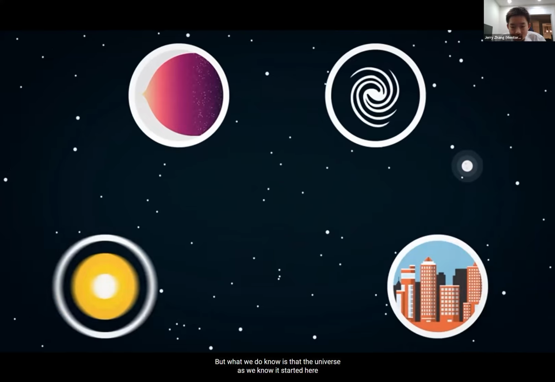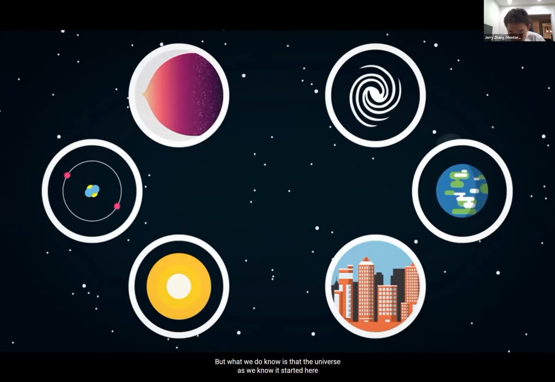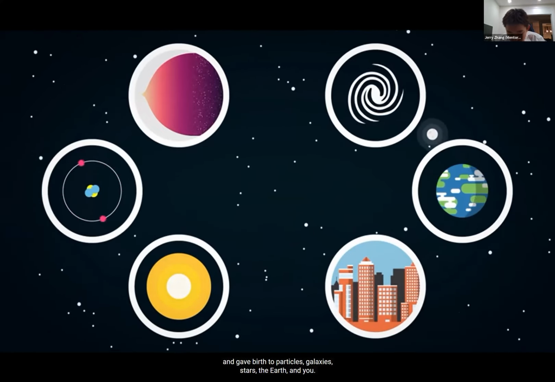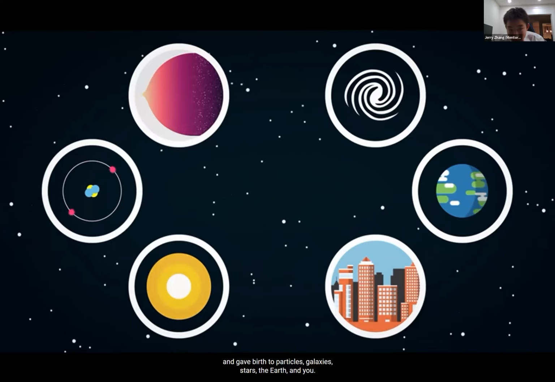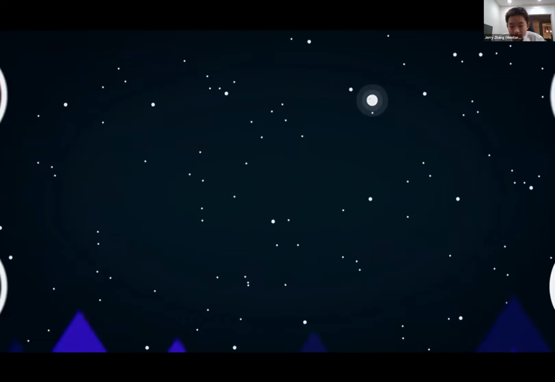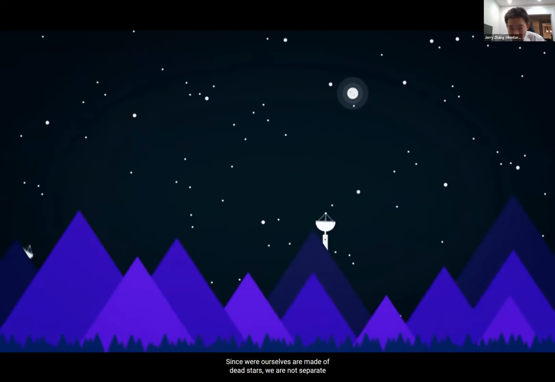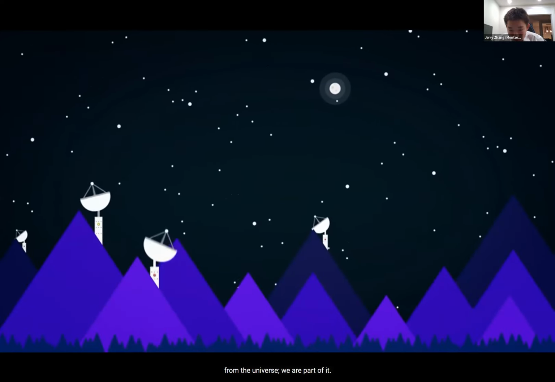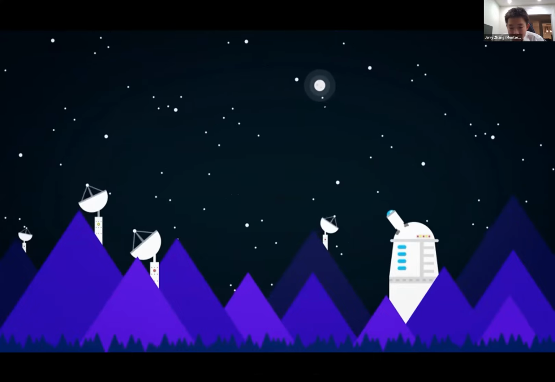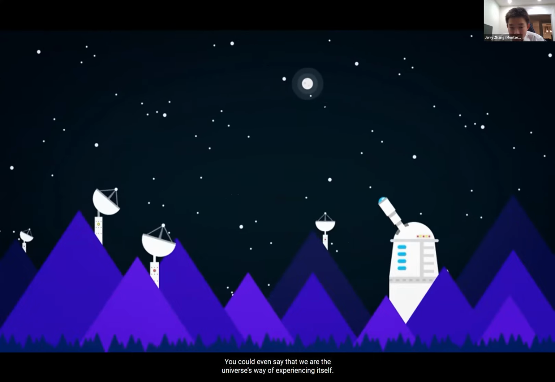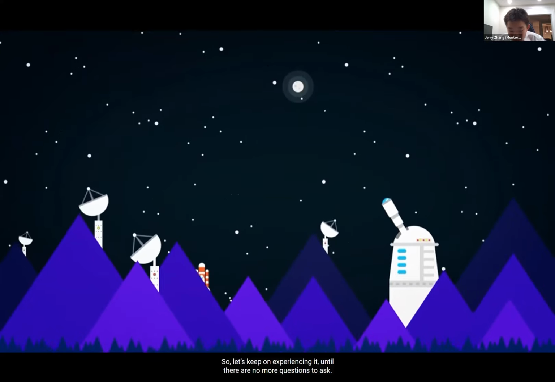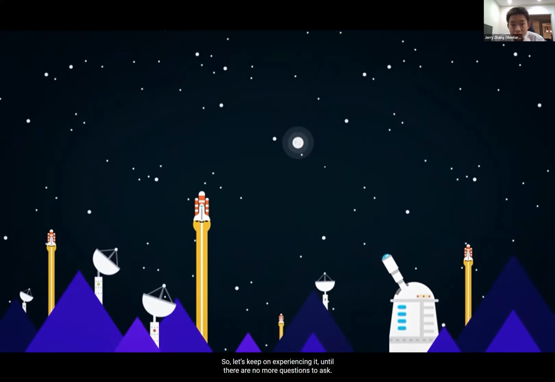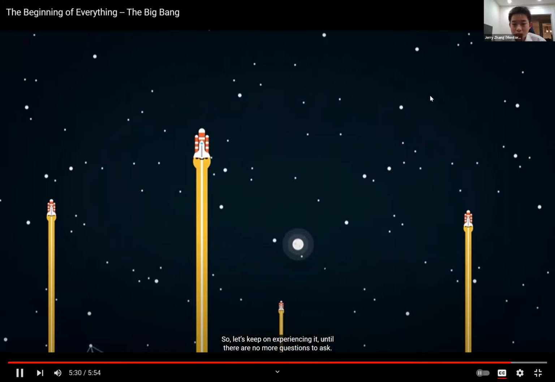But what we do know is that the universe as we know it started here and gave birth to particles, galaxies, stars, the Earth, and you. Since we ourselves are made of dead stars, we are not separate from the universe. We are part of it. You could even say that we are the universe's way of experiencing itself. So let's keep on experiencing it until there are no more questions to ask.